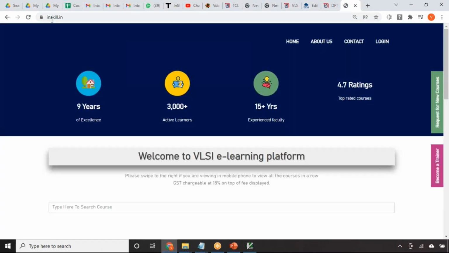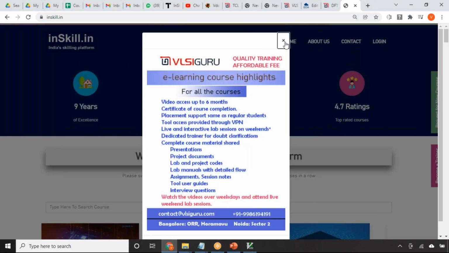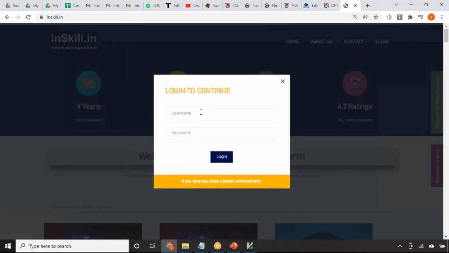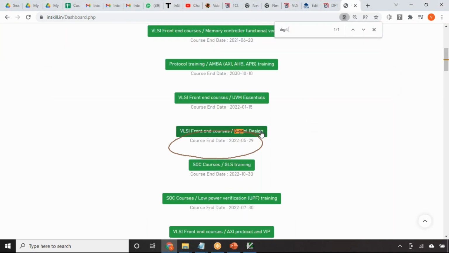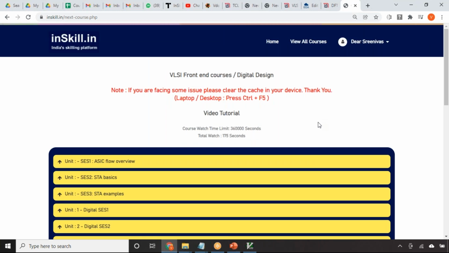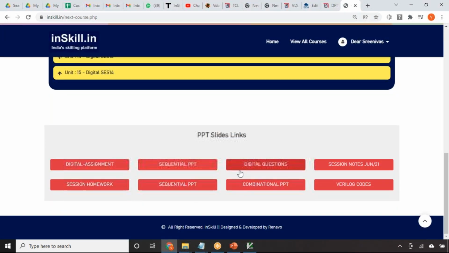You will be provided with a login to this portal. Once you log in, you will get the credentials. Through those credentials, to start with, you will have access to the Verilog course and the digital design course. Once you log in there, you will get the complete course material in these portals. Here you can find the complete course material.